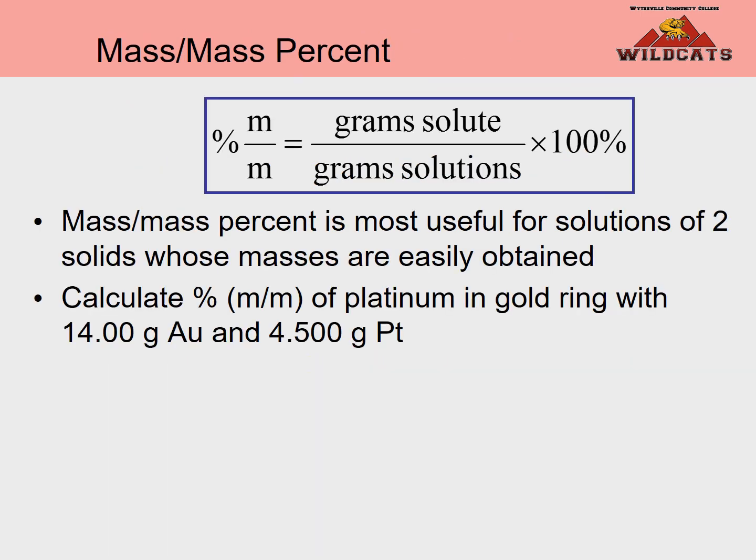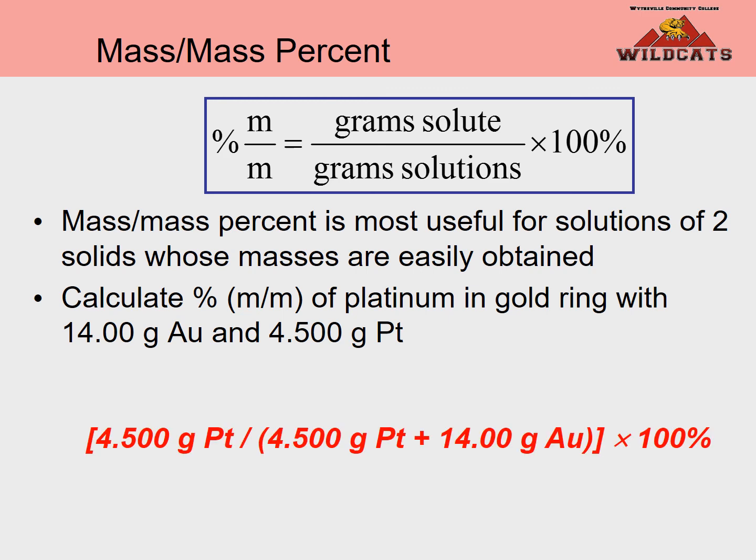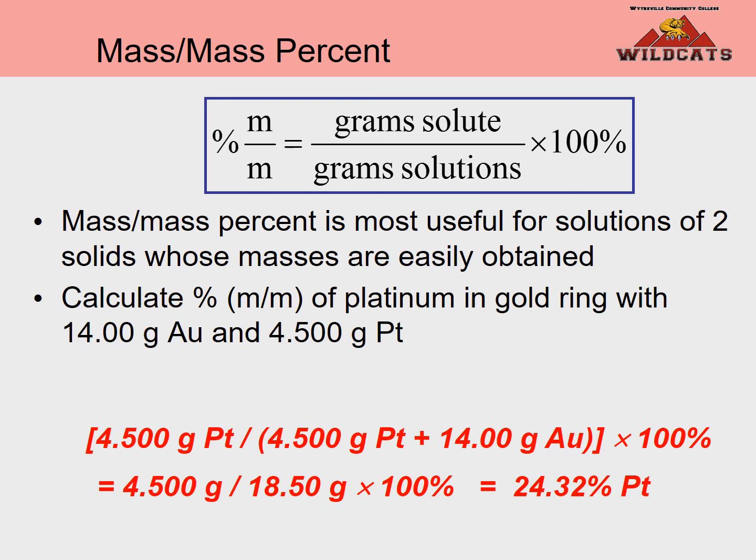We can also have percent mass over mass, which is grams of solute over grams of solution. Typically, this is done with things like amalgams, and so if you notice, we've got gold and platinum. So we want to know the percent platinum. So it's the mass of platinum over the total mass of the solution times 100%. And we end up with 24.32% platinum.